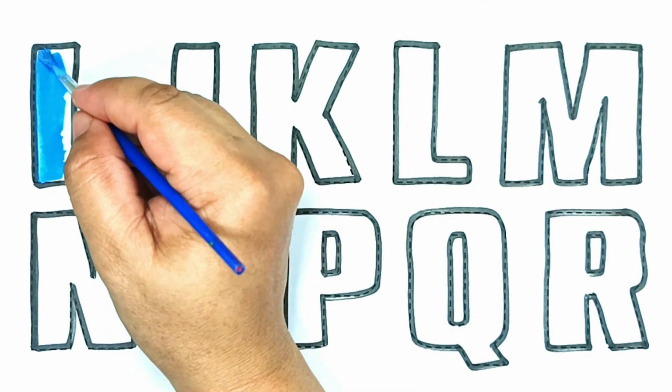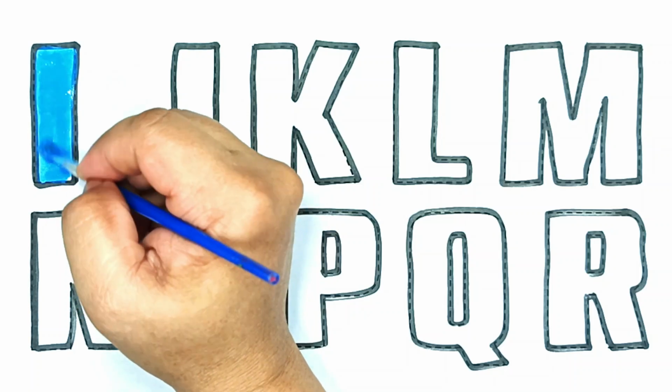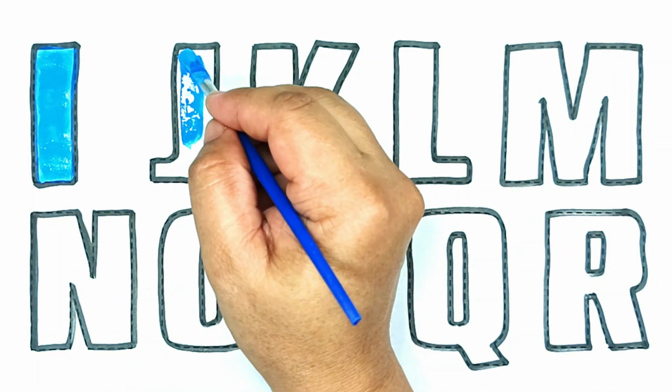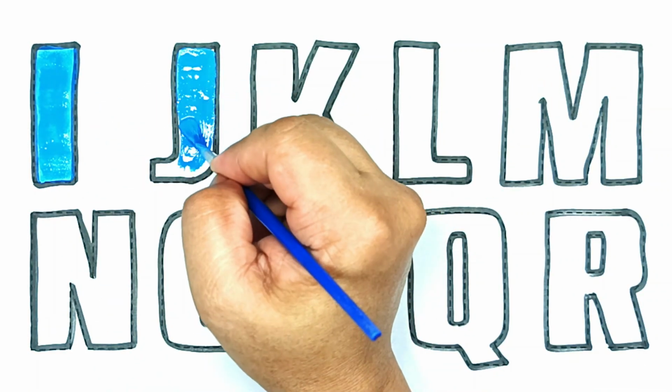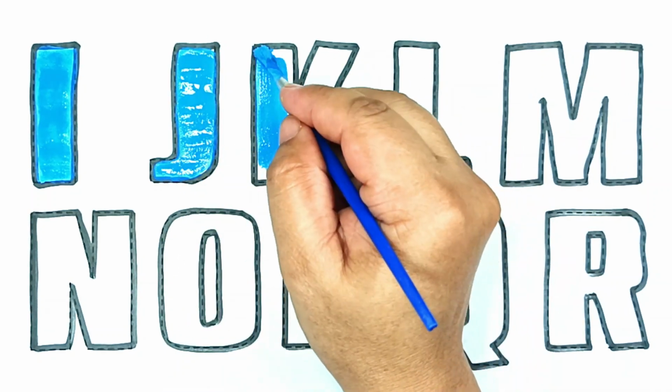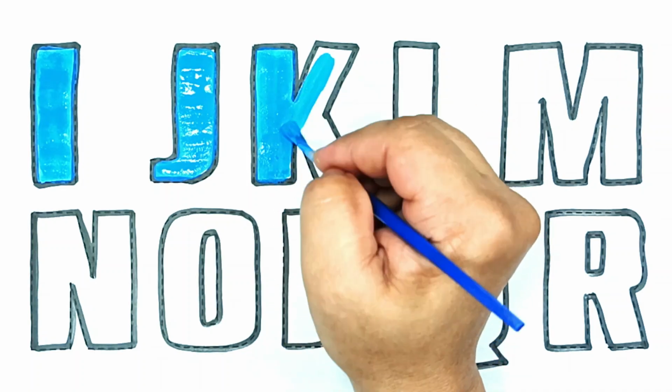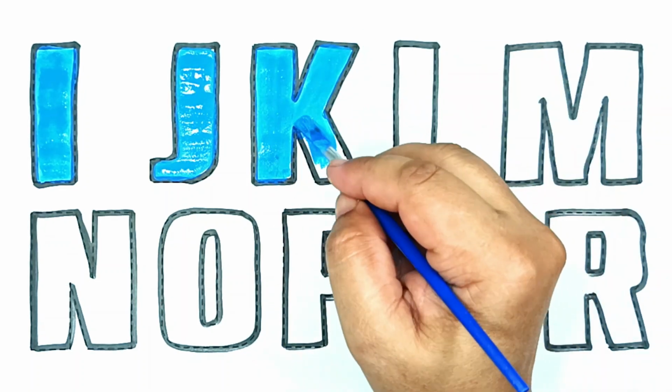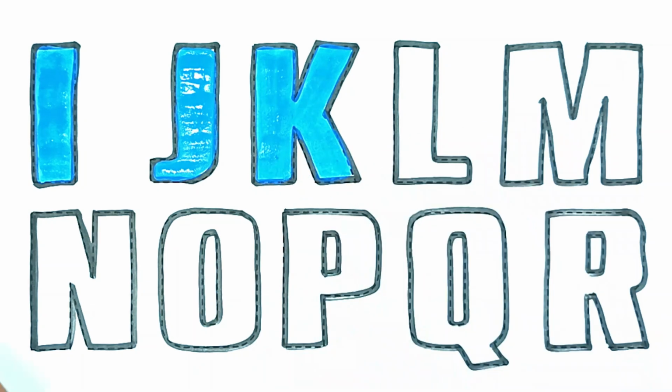I for Indian, I for igloo, I is for island, surrounded by sea. J for jam, J for juice. J is for jam, you eat with your tea. K for kangaroo. K for key. K for koala, he's cute and he's brown.